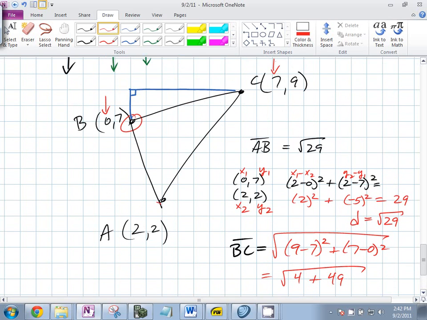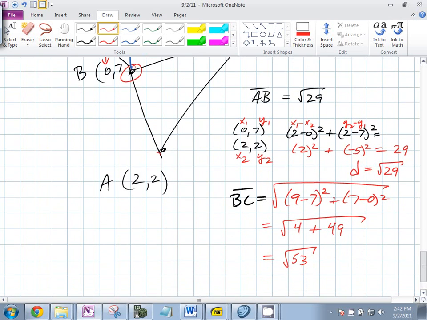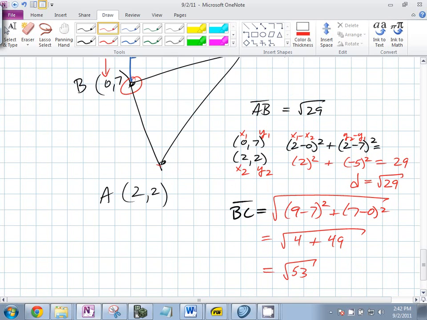Question. Can you just know that it's 9, like, could you take the square root of 4 first and the square root of 49? Absolutely not. 1 squared plus 2 squared does not equal 3 squared. Always remember that. Never, ever, ever do it separately.